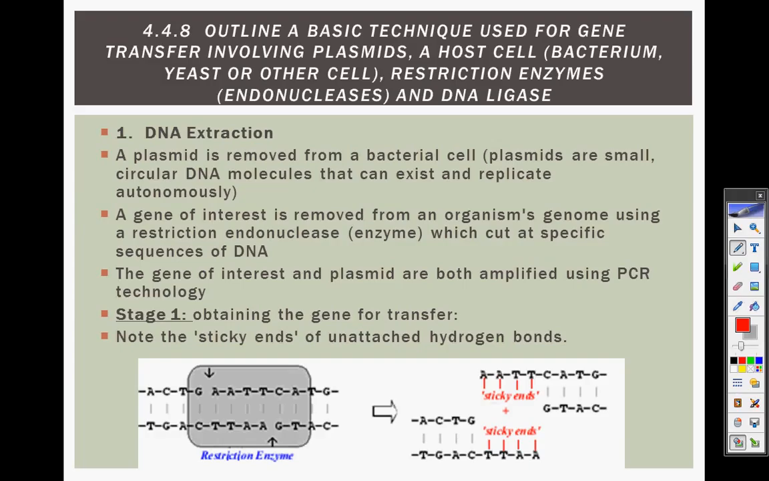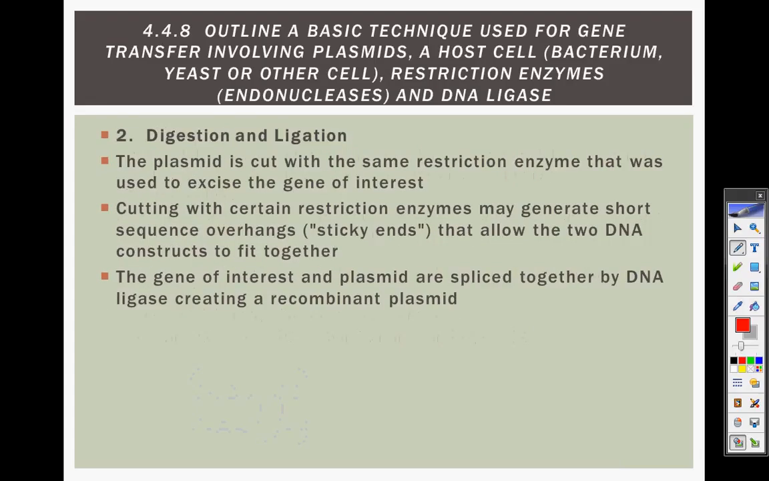All right. Note the sticky ends of unattached hydrogen bonds. So we'll have sticky ends where that DNA polymerase is going to go across for your PCR. The restriction enzyme is going to cut that thing out, and then we're going to replicate from there. And we have two sticky ends. They're going to be on opposite sides of each other. Okay. Now let's take a look.